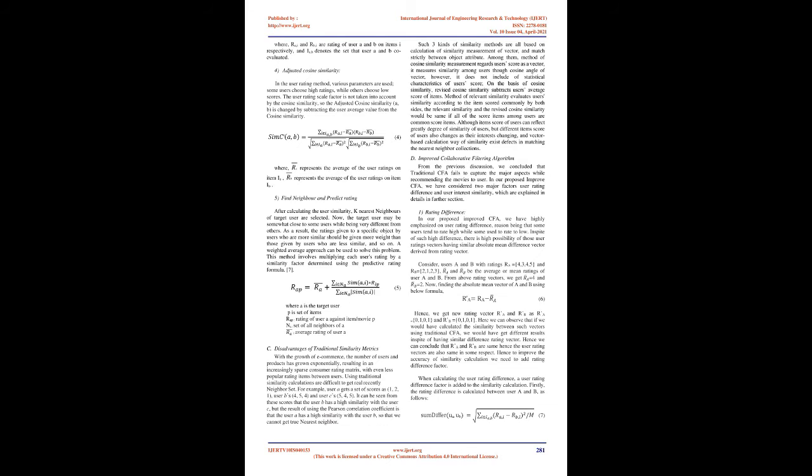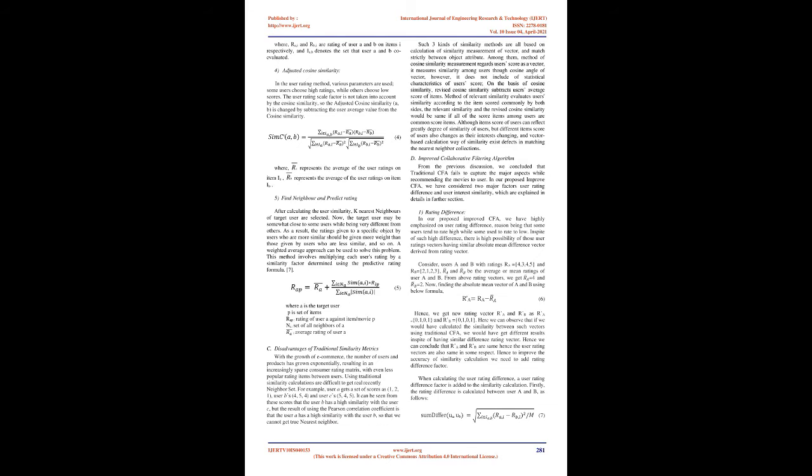4. Adjusted cosine similarity. In the user rating method, various parameters are used. Some users choose high ratings, while others choose low scores. The user rating scale factor is not taken into account by the cosine similarity, so the adjusted cosine similarity is changed by subtracting the user average value from the cosine similarity. Equation 4. Where R̄_A represents the average of the user ratings on item IA, and R̄_B represents the average of the user ratings on item IB.